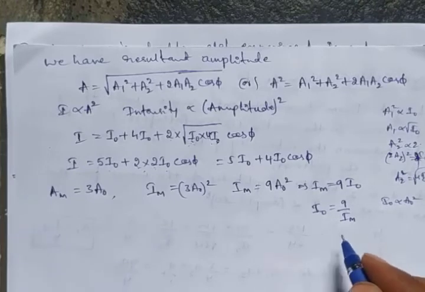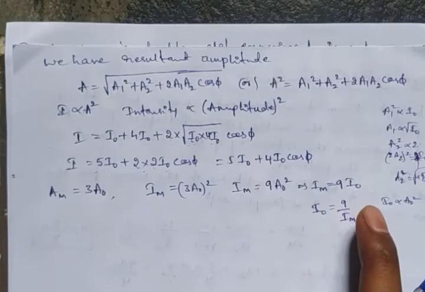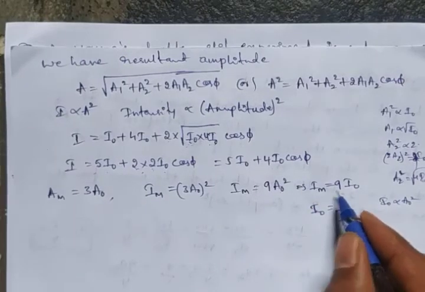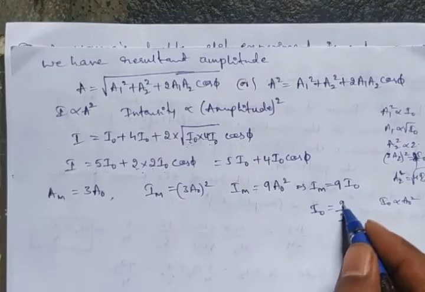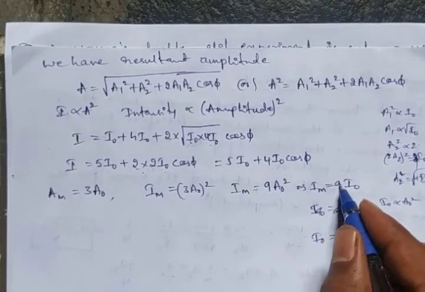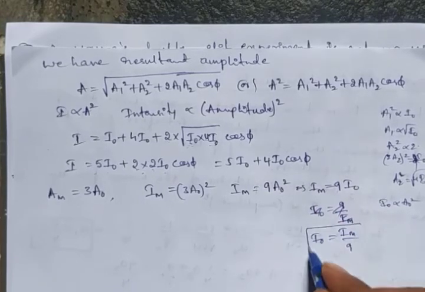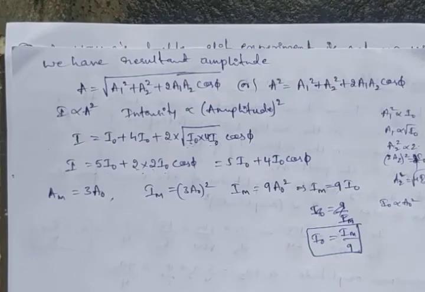So in this case what do we get? I m is equal to 9 I naught. Therefore I naught is equal to, sorry, here we have to find out I naught. Therefore I naught is equal to, just bring 9 to the denominator, I m by 9. Okay, we get the I naught value.